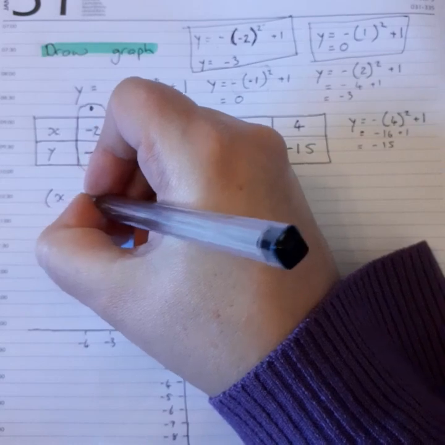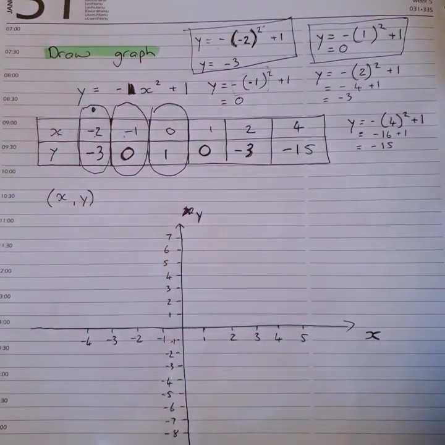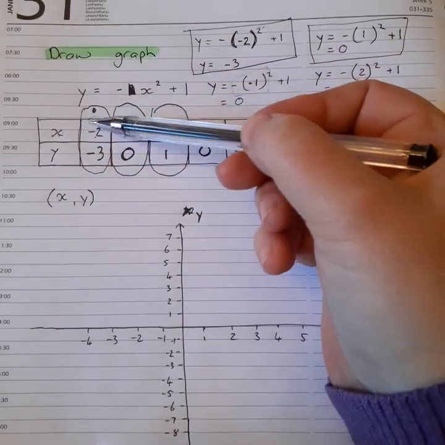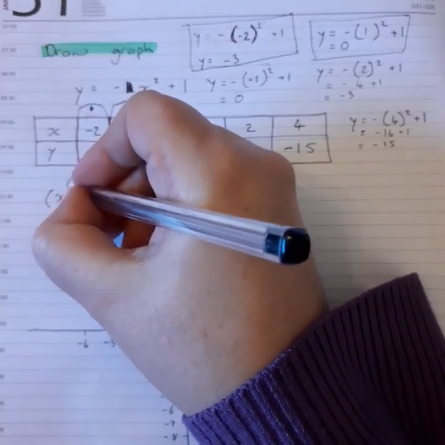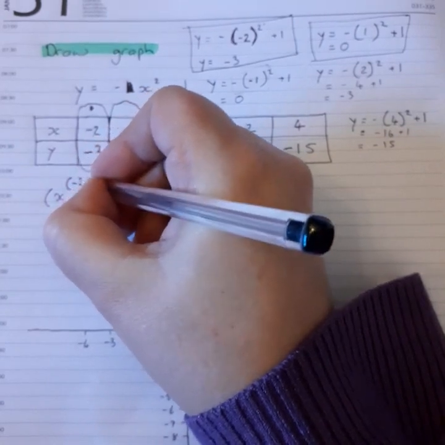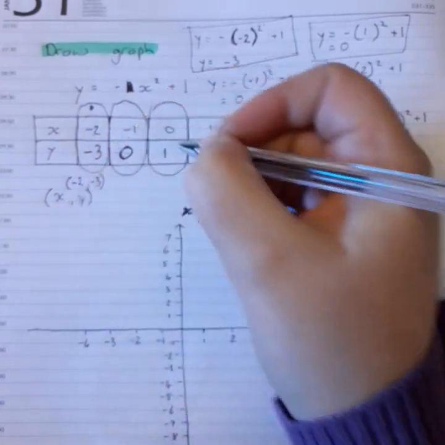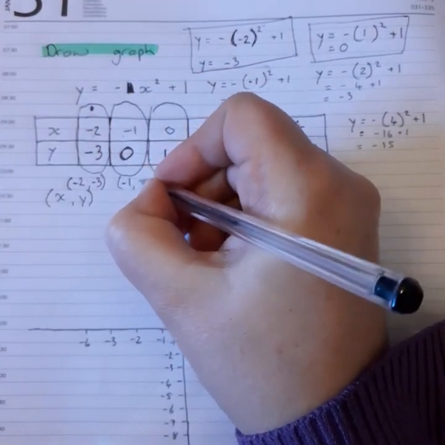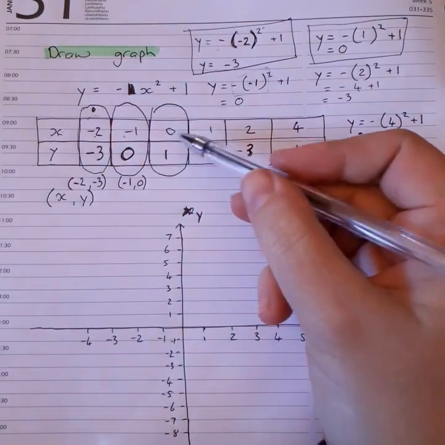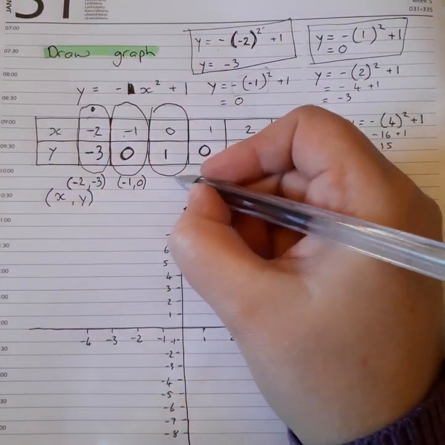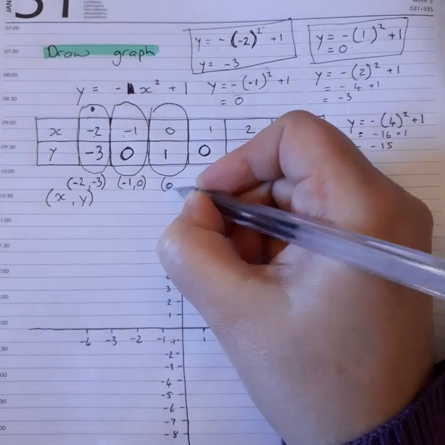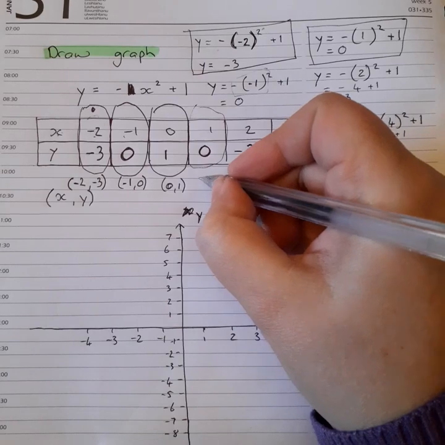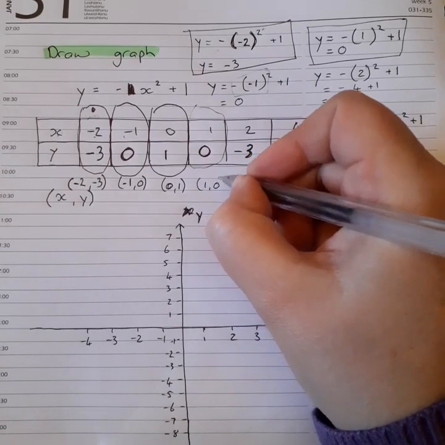x, y. Okay, so that's the coordinate. It's an x value and a y value. So this coordinate is going to be minus 2 and minus 3. This coordinate is going to be minus 1 and 0. This coordinate is going to be 0 and 1. This coordinate is going to be 1 and 0.